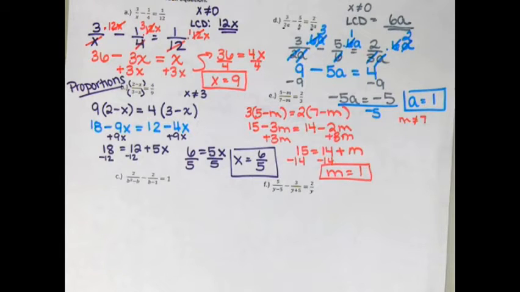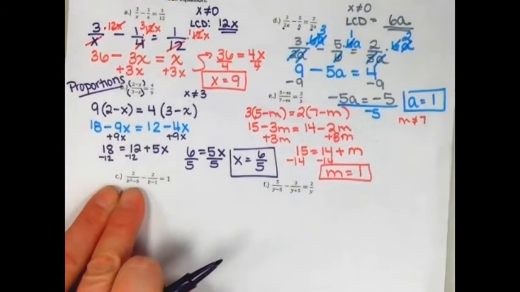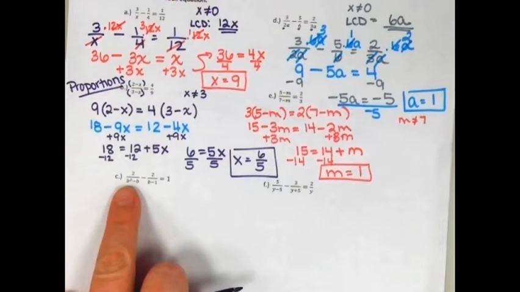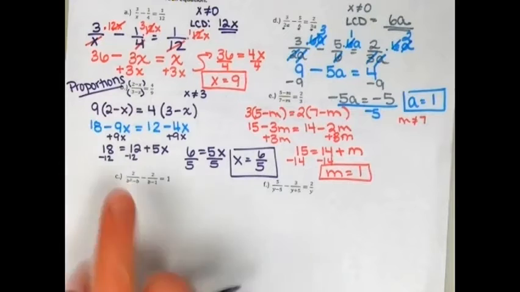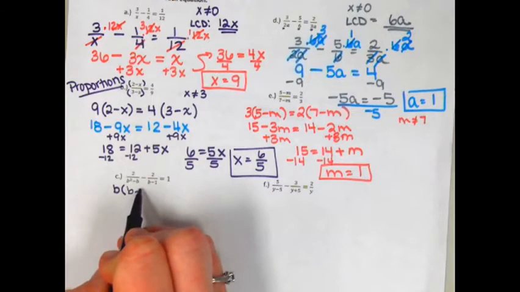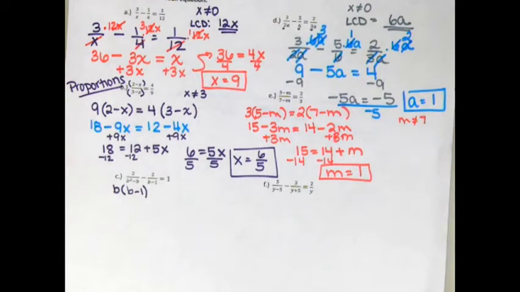All right, looking at C and F, are these proportions? No. So we want to go ahead and multiply everything by its least common denominator, right? What do I have to do first with these? Don't I need to factor them to find it? So let's look at b squared minus b. What could I factor that to? Do we have a GCF? Yes. What's my GCF? B. And if I take a b out, what am I left with? B minus 1, right? Okay.